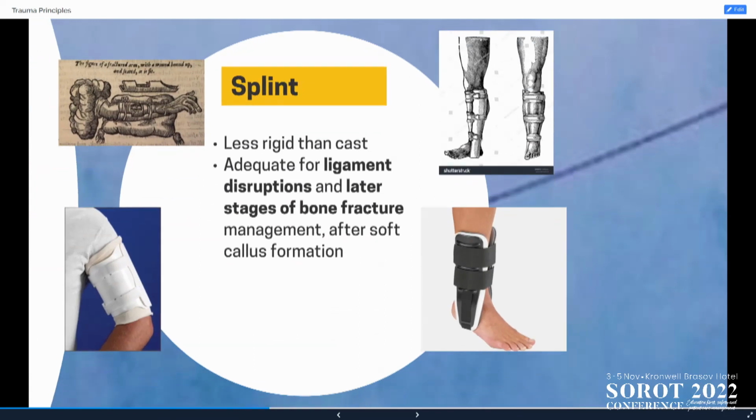Different kinds of splints were used historically. It's less rigid than cast. Now it's adequate for ligament disruptions and later stages of bone fracture management, when the soft callus is already formed and when the fracture is, let's say, sticky.